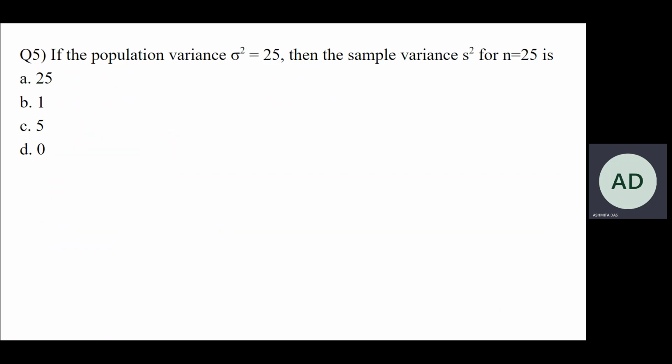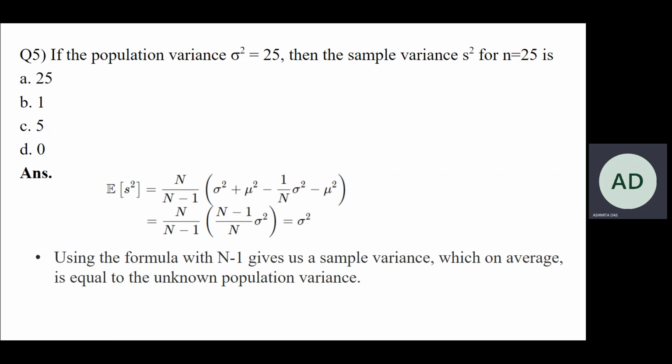Now moving to the fourth question, that is, if the population variance comes as sigma square equals 25, then the sample variance for n equals 25 is, there are four options. The first one is 25, second one is 1, third one is 5, and fourth one is 0. For solving this question, we are mostly focused on the theoretical part.